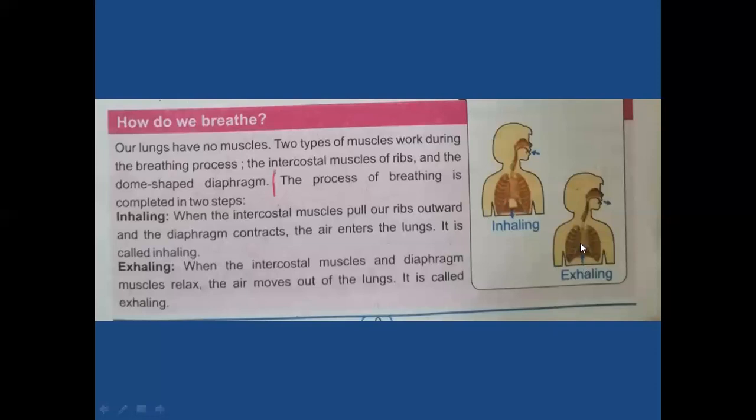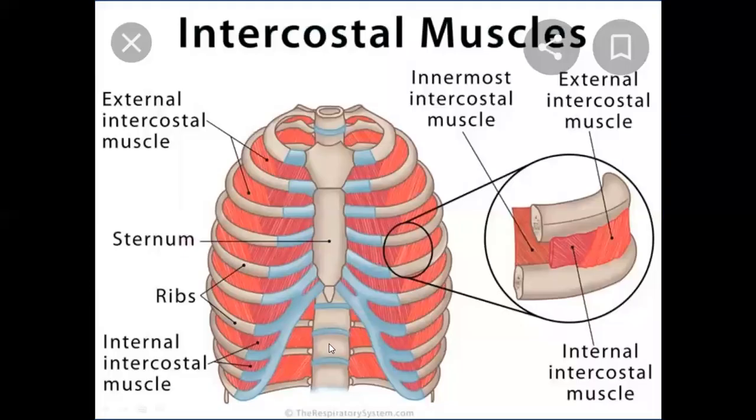But when the diaphragm moves up, it is relaxed; it goes back to its original position. Back to the original position is relaxation. So when it relaxed, it went back to its original position. What happened? The air will move outside from the lungs, and this process is called exhalation. Students, you can see the intercostal muscles which I told you about. In the previous slide we discussed that the intercostal muscles pull our ribs outward.